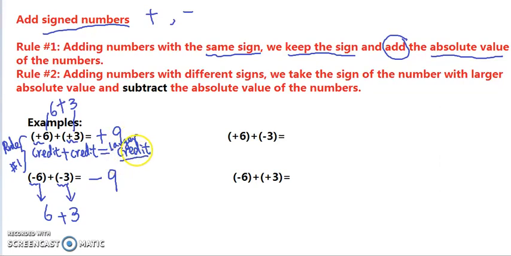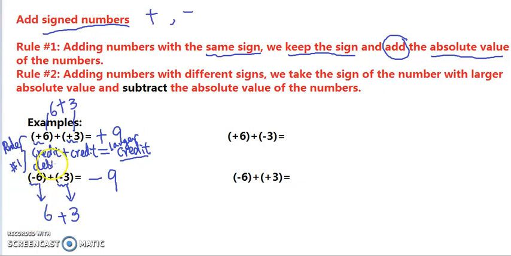Credit means plus, so that's why we keep the plus sign. And in order to get a larger number, you have to add the two numbers, 6 and 3, to get 9. Similarly, negative 6 actually means debt.